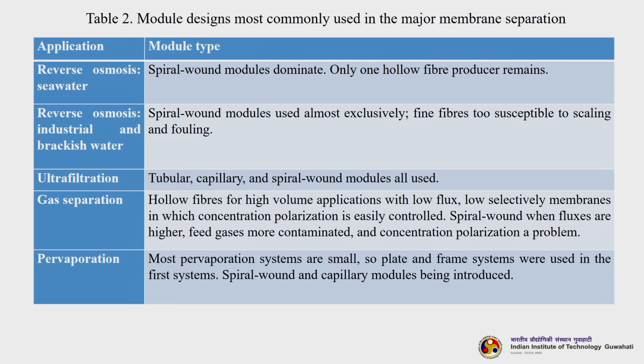For ultrafiltration applications, we can use tubular, capillary or spiral wound membranes. For gas separation, usually hollow fibers are used for high volume applications with low flux, because of the low selectivity membranes in which concentration polarization is easily controlled. You will use spiral wound for gas separation when fluxes are very high. Similarly, pervaporation systems are usually very small units, and so plate and frame systems are very good for them. Spiral wound and capillary are also being introduced recently.